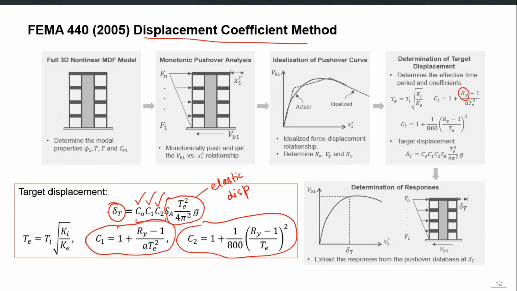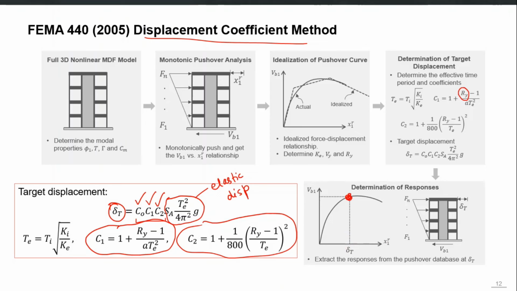Delta T is the target displacement. So once you get that target displacement from that method, you again come back to pushover analysis and extract your responses corresponding to when your roof displacement was equal to delta T, right? So both of these approaches or methods, obviously there are refined methods also.